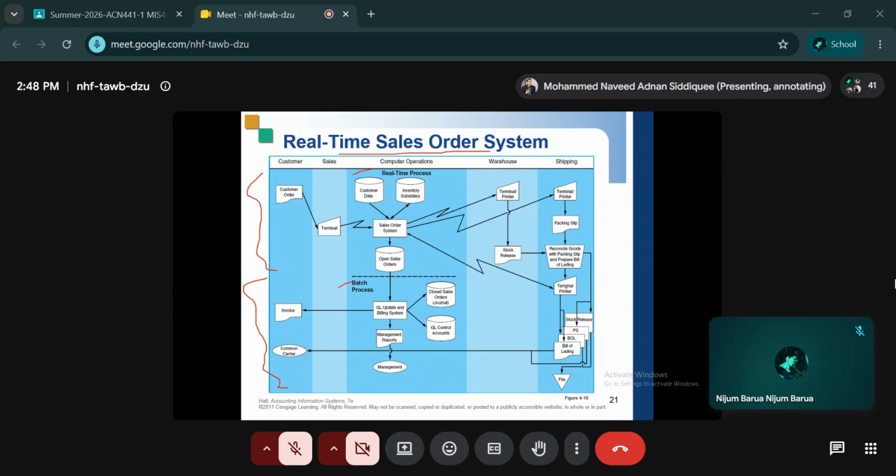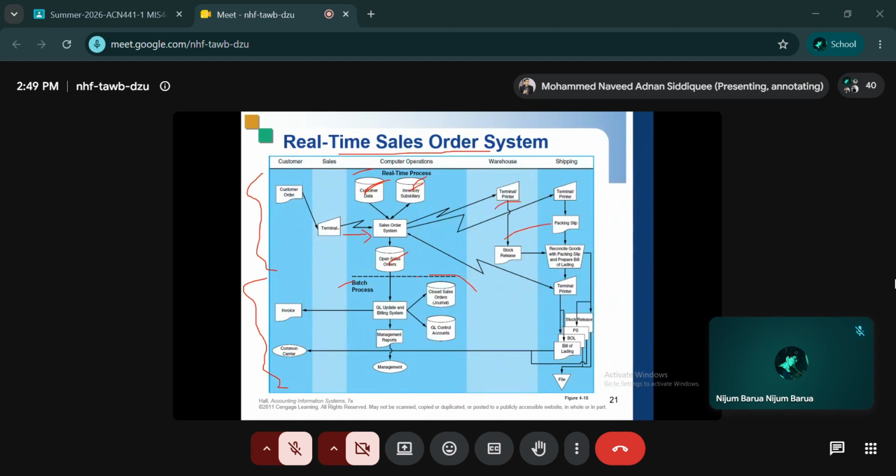For example, if you look at the real time, the sales order system is working as part of the computer operations. The customer data, inventory, subsidiary ledger accounts, all of these are updated in real time. The terminal is giving the input for the computer operations, and the data files are updated in real time, and then the subsequent work is done.